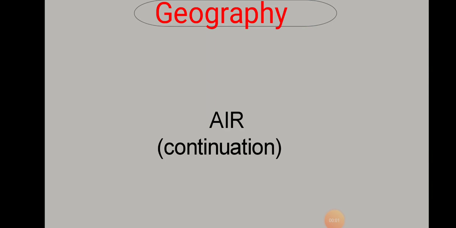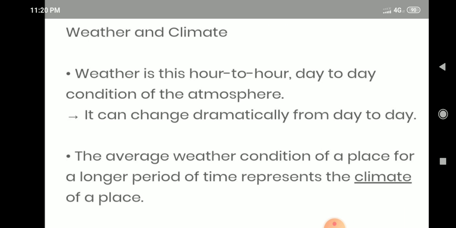Hello children, today we are going to do the topic air, continuation part. In the previous class we learned about air: what is air, what is atmosphere, what are the different layers of the atmosphere and their significance, what are the components of the atmosphere and their importance. And today we are going to continue this chapter with the topic weather and climate.